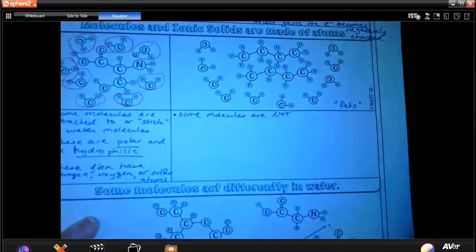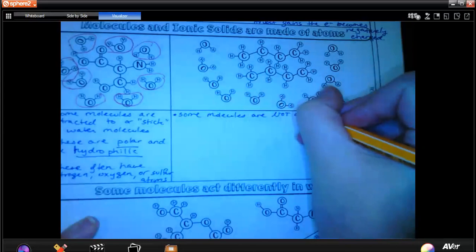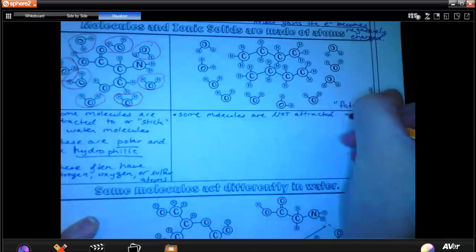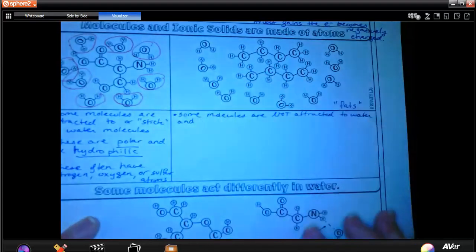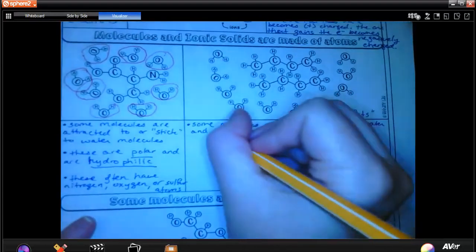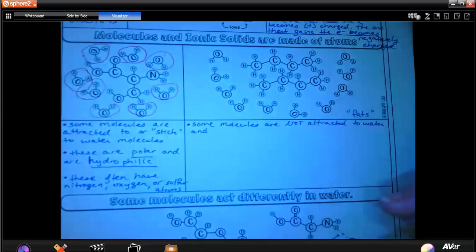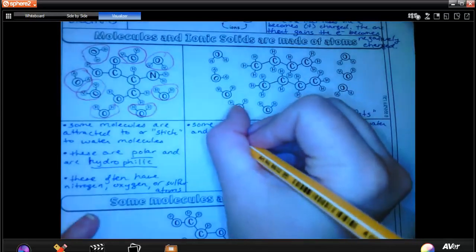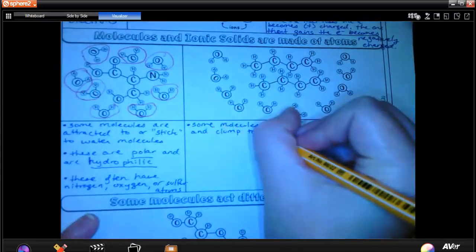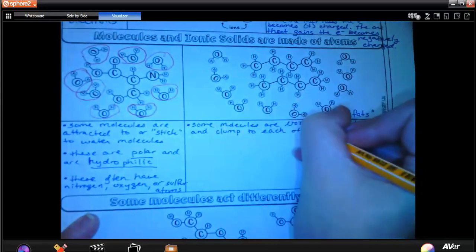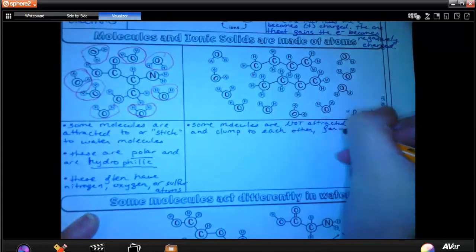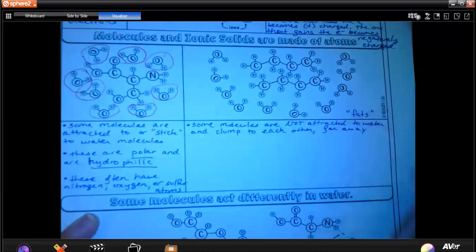They are not attracted to water, and they stick together and clump to each other far away from water.